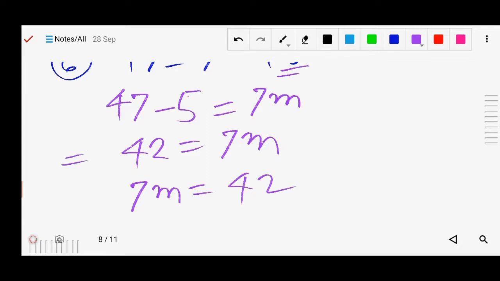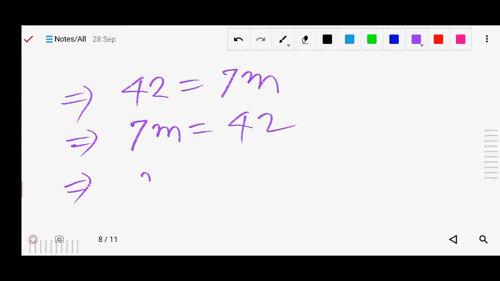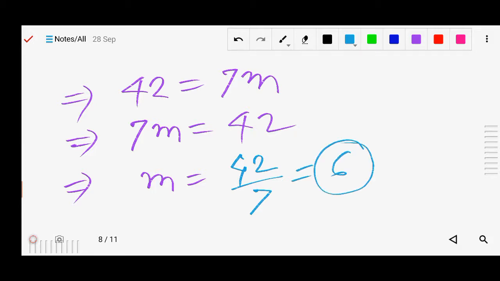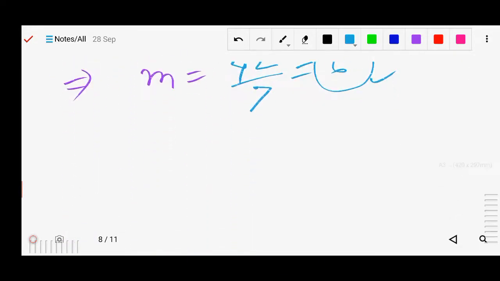Now this m is multiplied with 7, it is with the multiplication sign. So this side will come in the division, it will be divide. So you will divide 42 by 7, so you will get 6. So the value of m is 6. Okay, now we have to verify.